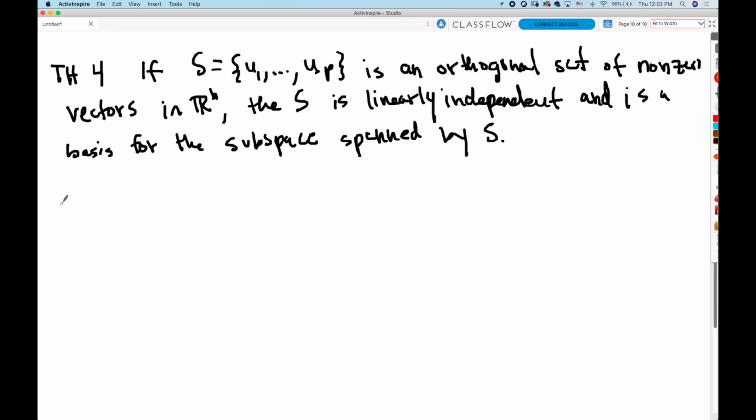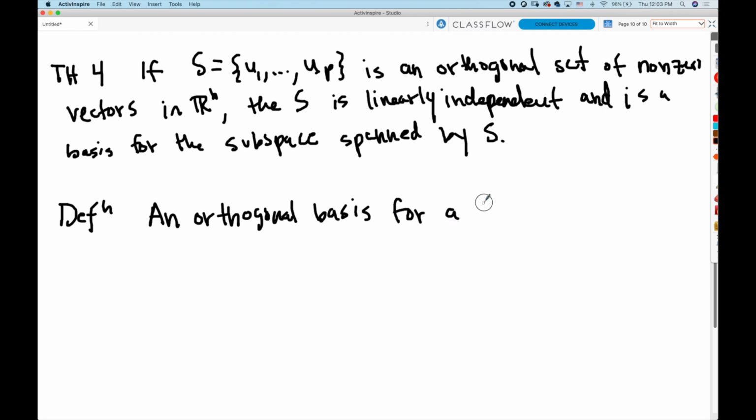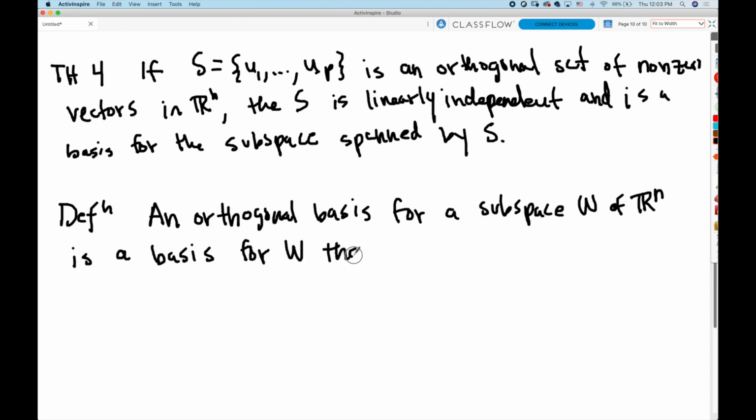Let's move to the next definition: orthogonal basis. An orthogonal basis for a subspace W is a basis for W that is also an orthogonal set.